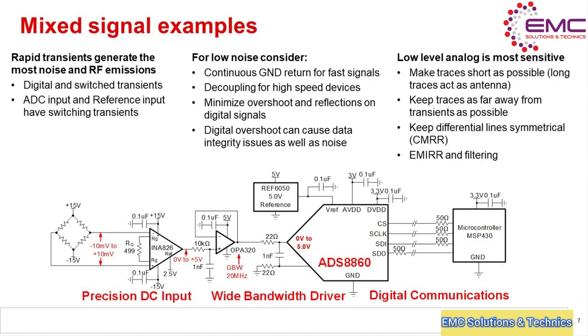This slide shows a typical mixed signal system. A low-level analog signal from a bridge sensor is applied to an instrumentation amplifier, which is followed by a high-speed op-amp. The op-amp drives an analog-to-digital converter, which is connected to a precision voltage reference and microcontroller. In this system, look for rapid transients as the most likely noise sources for RF emissions. The digital I/O signals, the reference input, and the analog-to-digital converter inputs all have switching transients associated with them.